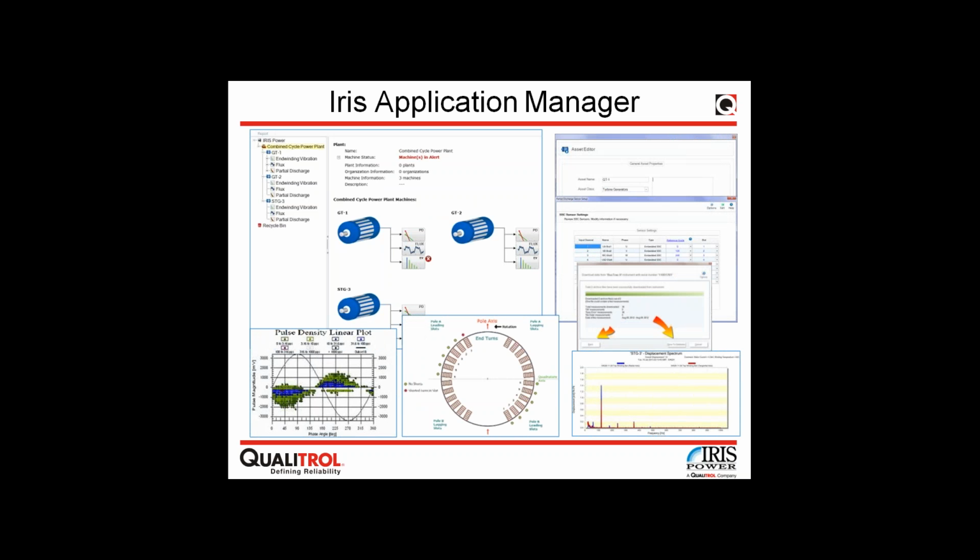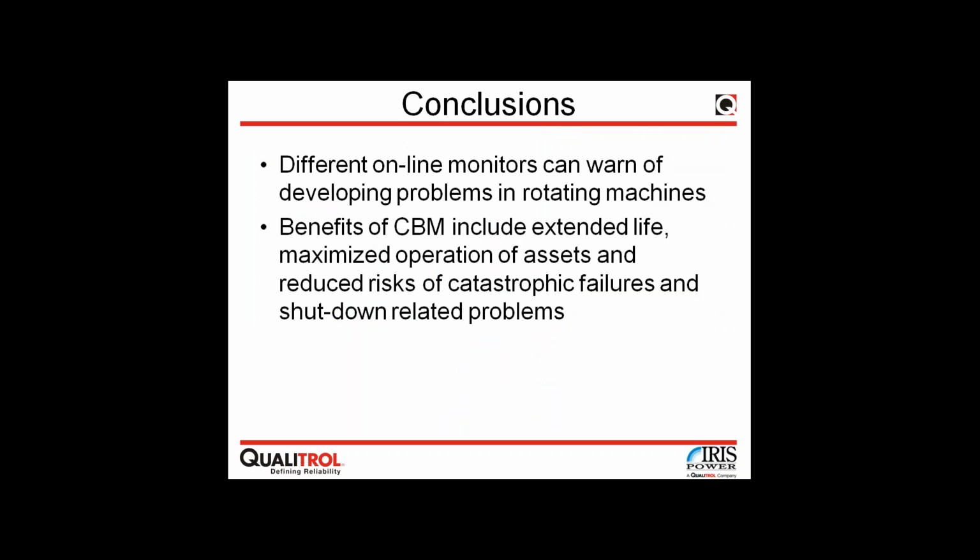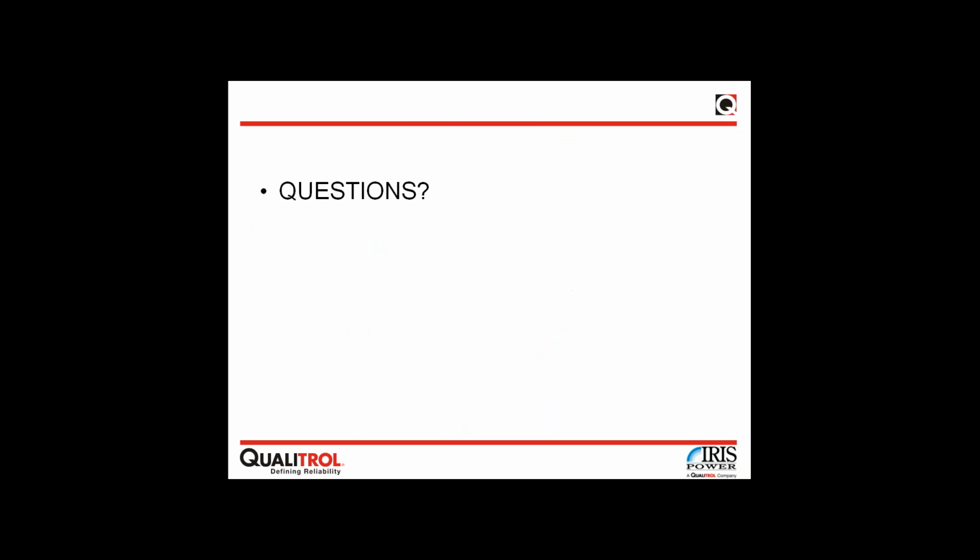In a couple of weeks or months, we'll have a session dedicated to other types of machines. To conclude, there are different online monitors, and the idea behind the condition-based approach is to extend the life and maximize operation of the asset, making the decision of which machine to shut down and when based on the condition of the machine, rather than on a calendar or some unfortunate event that could stop the machine. That's all I had to say for today, and now we have time for questions.